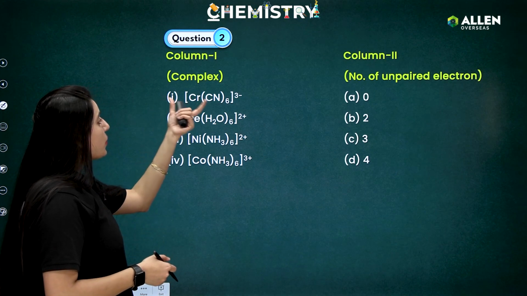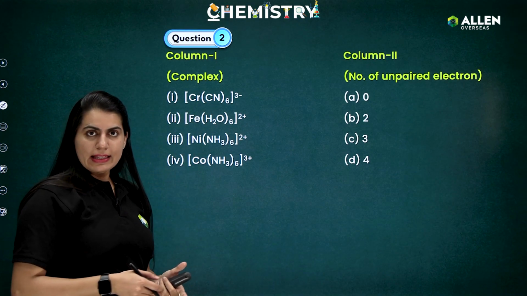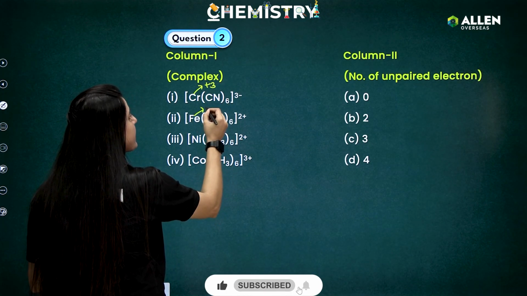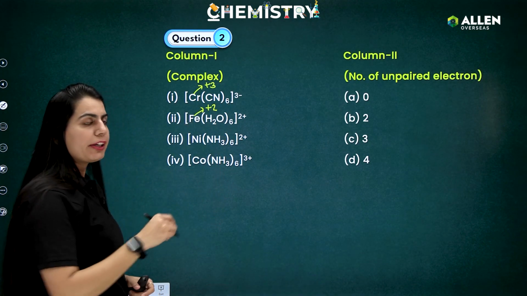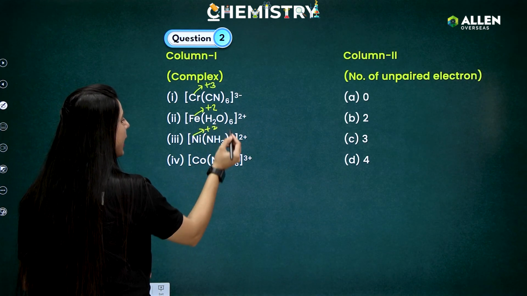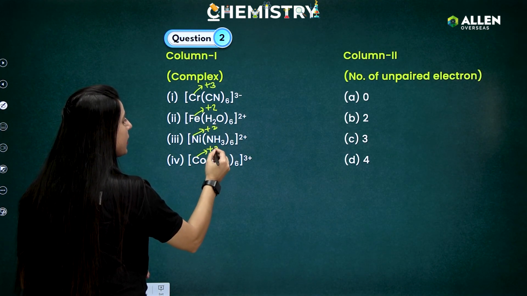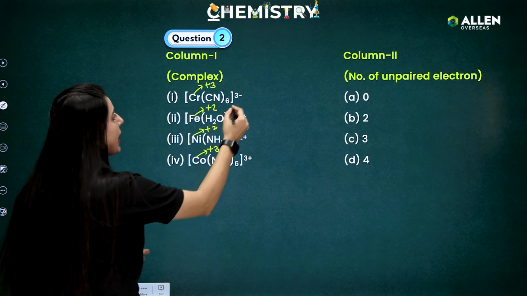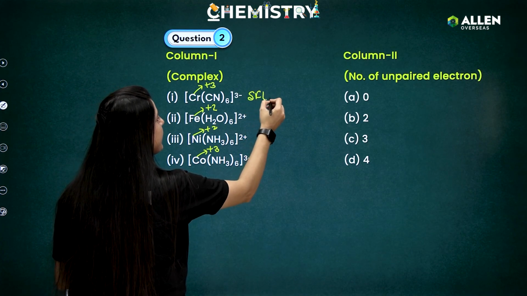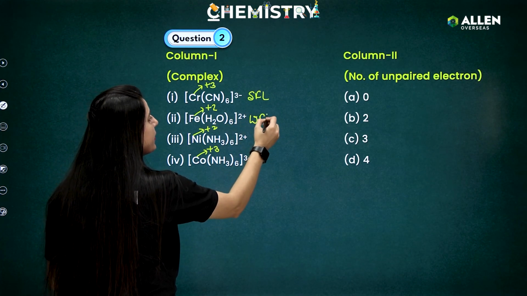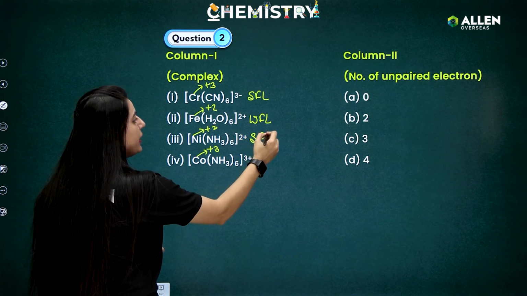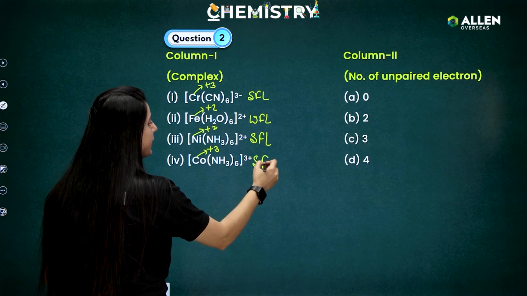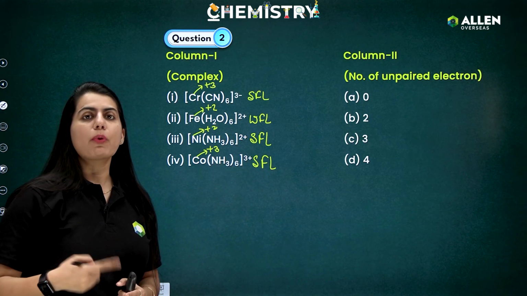Now, you can clearly see that chromium in this particular state is in +3. Iron here is in +2. Nickel, if I talk about, is in +2, followed by cobalt, which is again in +3. Now, cyanide is a strong field ligand. Water is a weak field ligand. Ammonia is a strong field ligand. So, strong field ligand will support pairing.